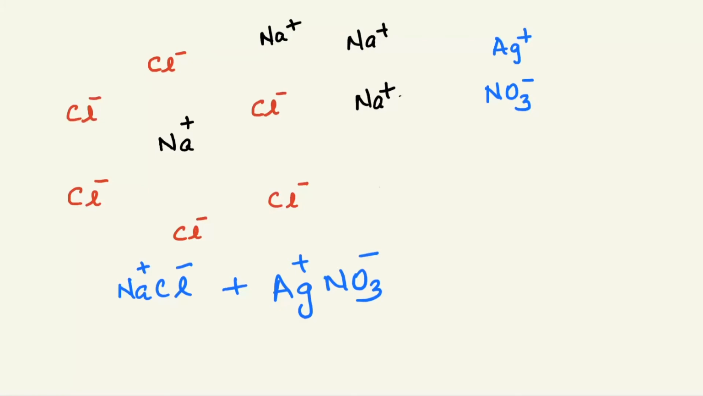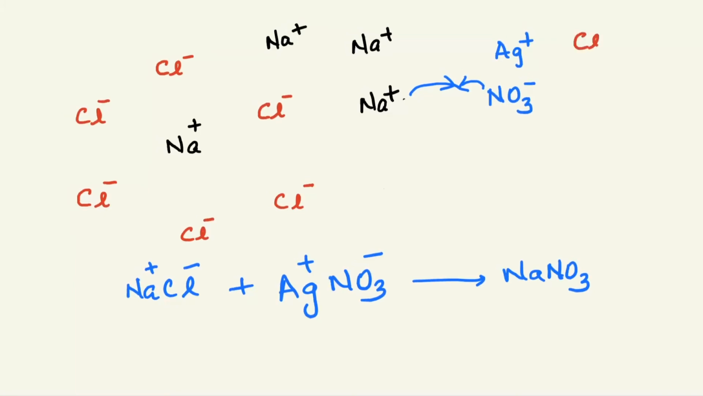So what happens over here is there is interaction between the oppositely charged ions, and sodium combines with the nitrate ions, thus forming NaNO3. Silver ions, on the other hand, are approached by the chloride ions, and we have the molecule of silver chloride, right? So simply, in the case of ionic compounds, the reaction involves the exchange of ions, as you can notice here.